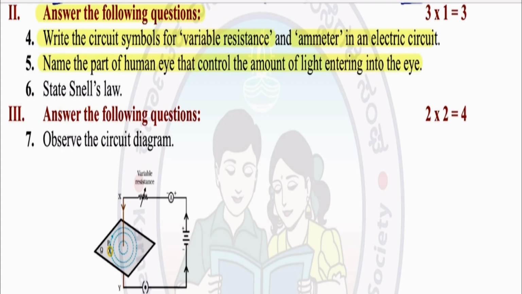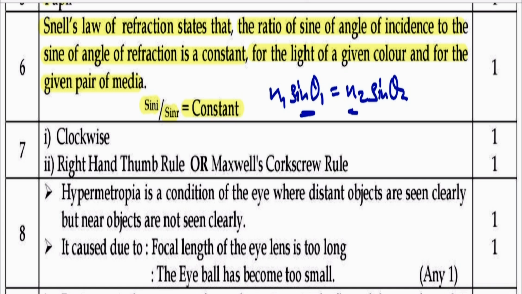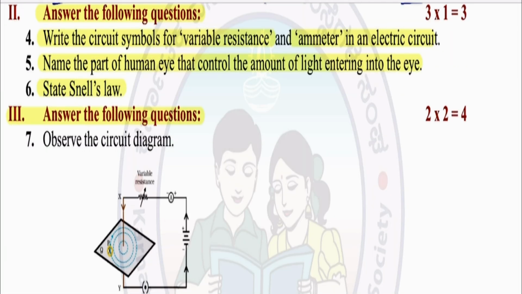Let's go to sixth question. State Snell's law. Snell's law of refraction states that the ratio of sine of angle of incidence to the sine of angle of refraction is a constant for the light of a given color and for the given pair of media. Sin i by sin r is equal to constant, and I think you also know this formula, n1 sin theta 1 is equal to n2 sin theta 2. Here n1 is refractive index of the first medium and n2 is refractive index of the second medium, theta 1 is incident angle and theta 2 is refracted angle.